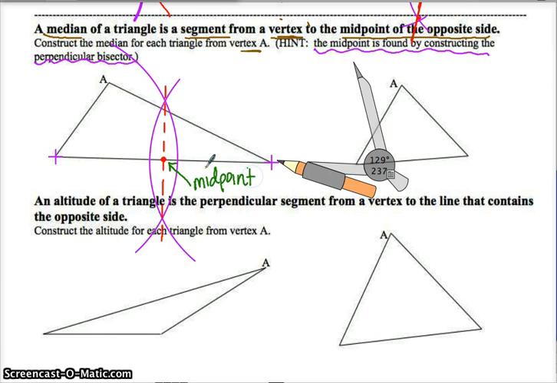Why? Because I just did a perpendicular bisector. So that's my midpoint. Okay, that's not my median. My median, we just said, is a segment from the vertex, so from A, to the midpoint of the opposite side. So my median goes from A to this midpoint. So this right here is a median.